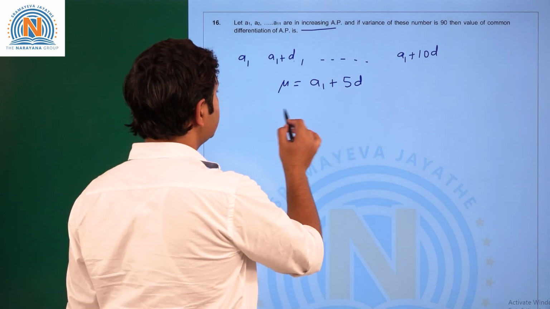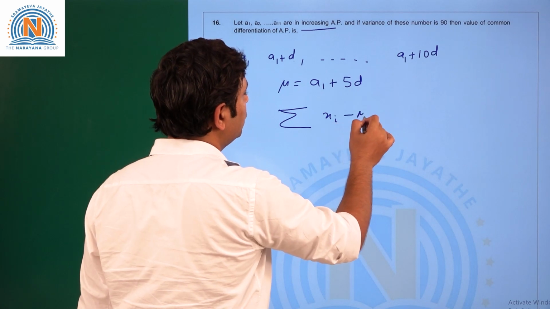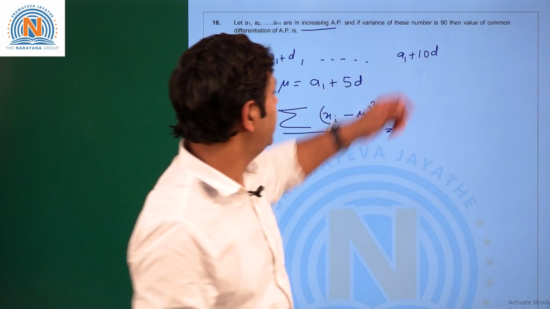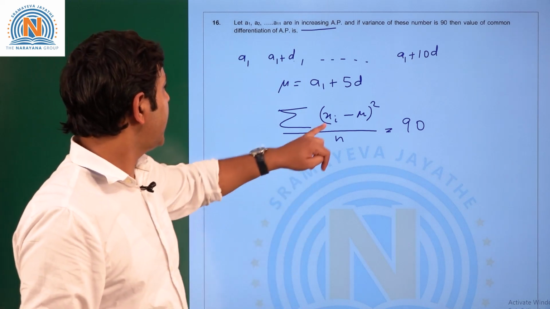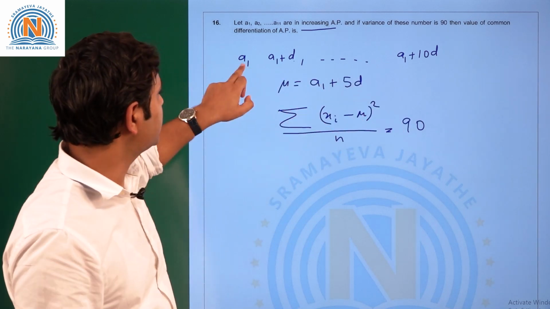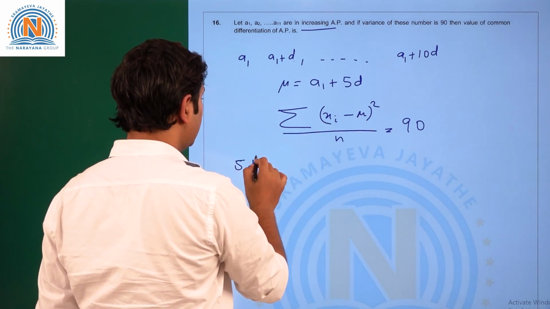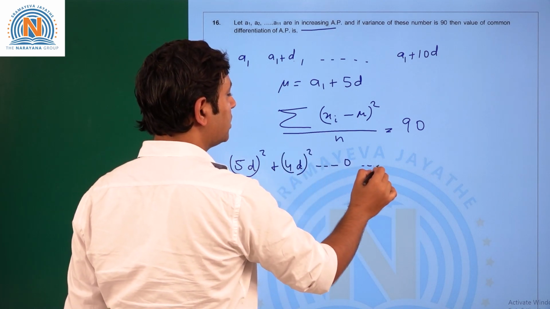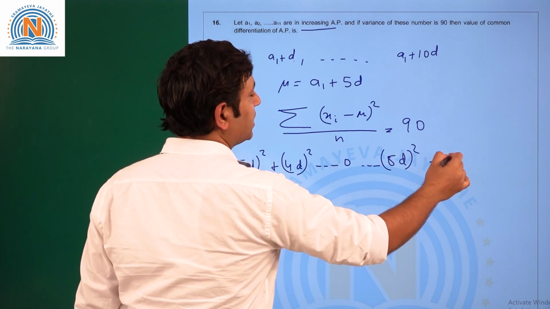And let's use the formula summation of (xi minus mu) whole square upon n. N is 11 only, and the variance is given to us as 90. Let's use this formula. Xi is these numbers and their difference from the mean A1 plus 5D: for the first number it is 5D, the next number is 4D and so on. So this will be equal to (5D) whole square, (4D) whole square, dot dot dot 0 dot dot dot (5D) whole square. 11 terms, and we'll multiply 11 there, 90 into 11.